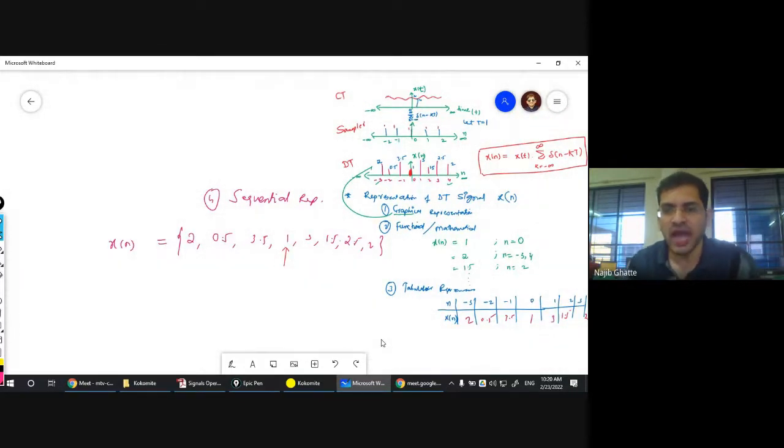The first that we have is the graphical representation. Second is the functional or mathematical representation. Third is the tabular representation. The last is the sequential representation. Now let me ask a very simple question that can be answered by any one of you. Out of the four, which method do you like the most? Because all four methods give you the representation of a discrete-time signal. You can use any one of the methods and understand it. So out of the four, which method did you like the most?